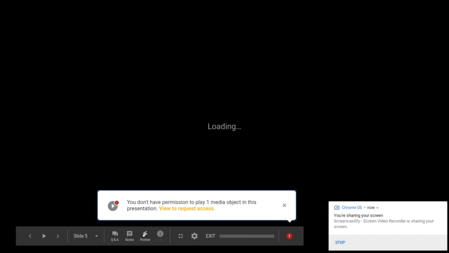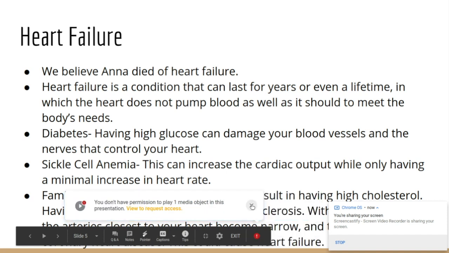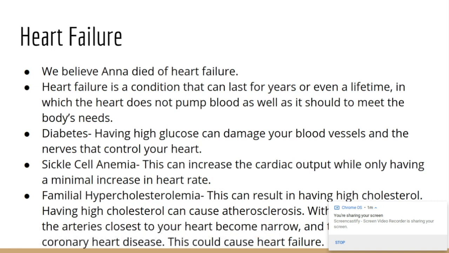And heart failure is a condition that can last for years or even a lifetime, in which the heart does not pump blood as well as it should to meet the body's needs. Diabetes is one thing Anna had, and having high glucose can damage your blood vessels and the nerves that control your heart. She also had sickle cell anemia, and she was diagnosed with this when she was younger.